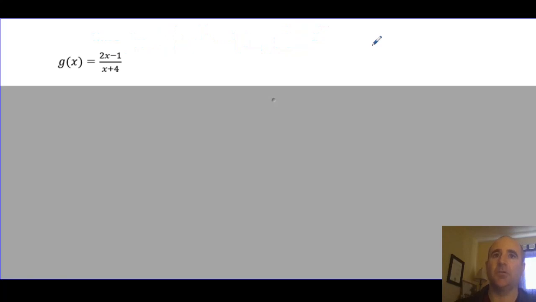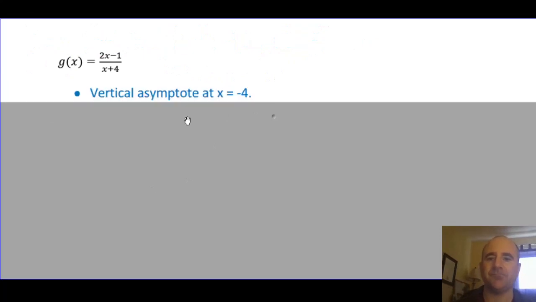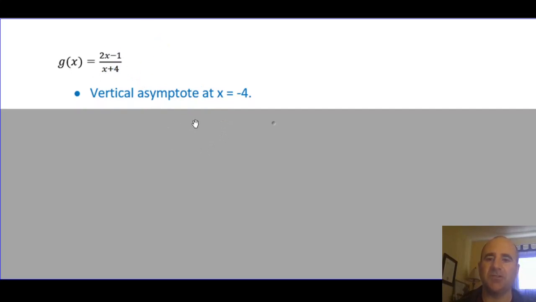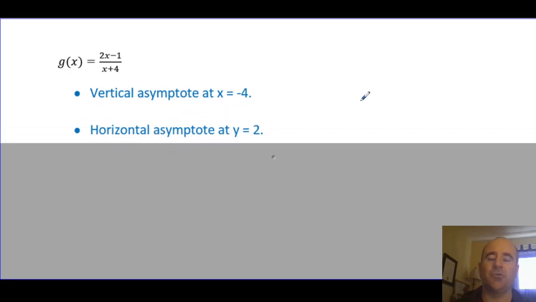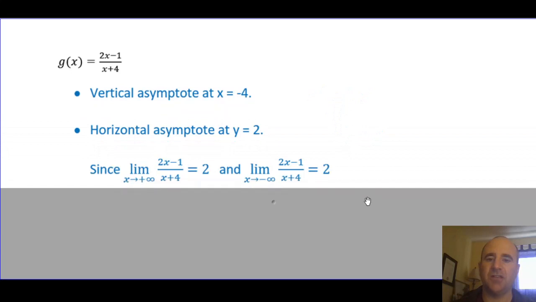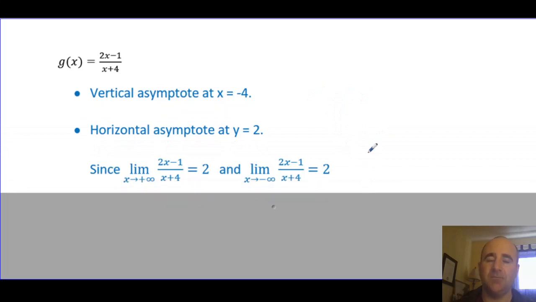Okay, here's the second one that was given as an example. So again, just figuring out, without learning anything new, what do we know about this? Well, clearly there's a vertical asymptote at x equals -4. The next thing to look at is the end behavior. Notice they're the same degree. The x is the dominant term. You're actually going to find there's a horizontal asymptote at y equals 2. And the reason there's a horizontal asymptote at y equals 2 is because of the end behavior.